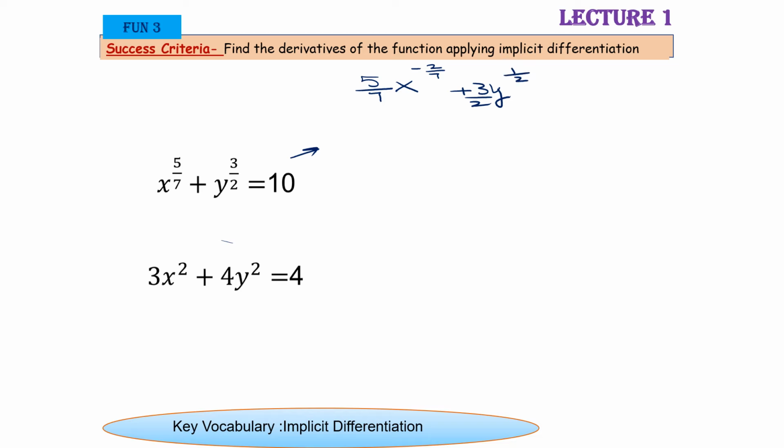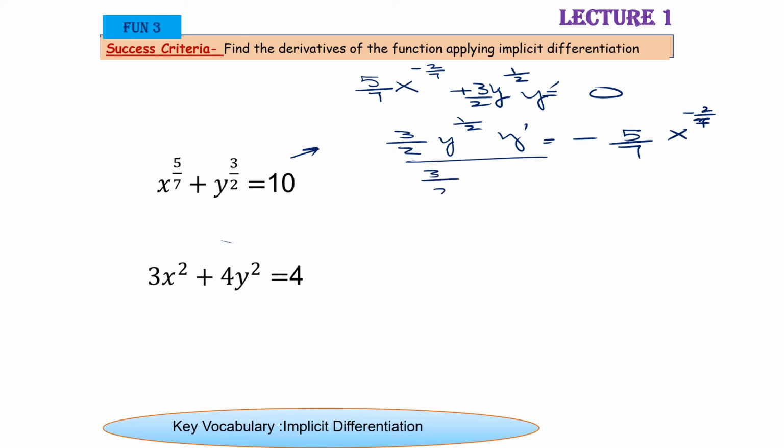So we will get 1 over 2 equals 0 here, and I forgot to write the y prime. So 3 by 2 y to the power half y prime equals negative 5 over 7 x to the power negative 2 by 7. Divide both sides by 3 by 2 y to the power half, and this would be our final answer.